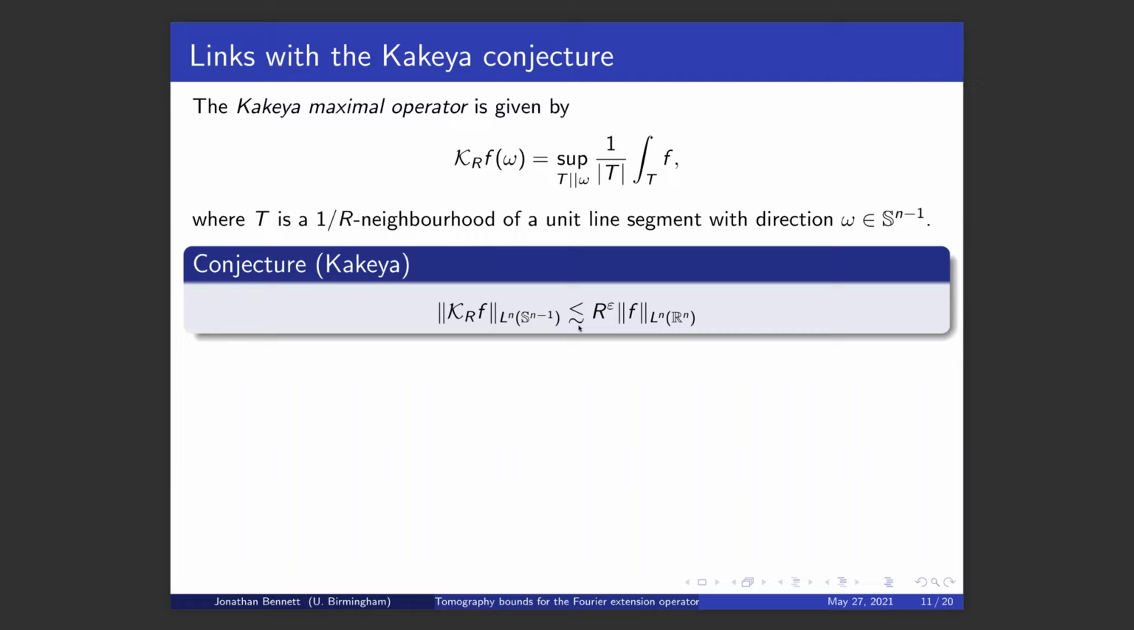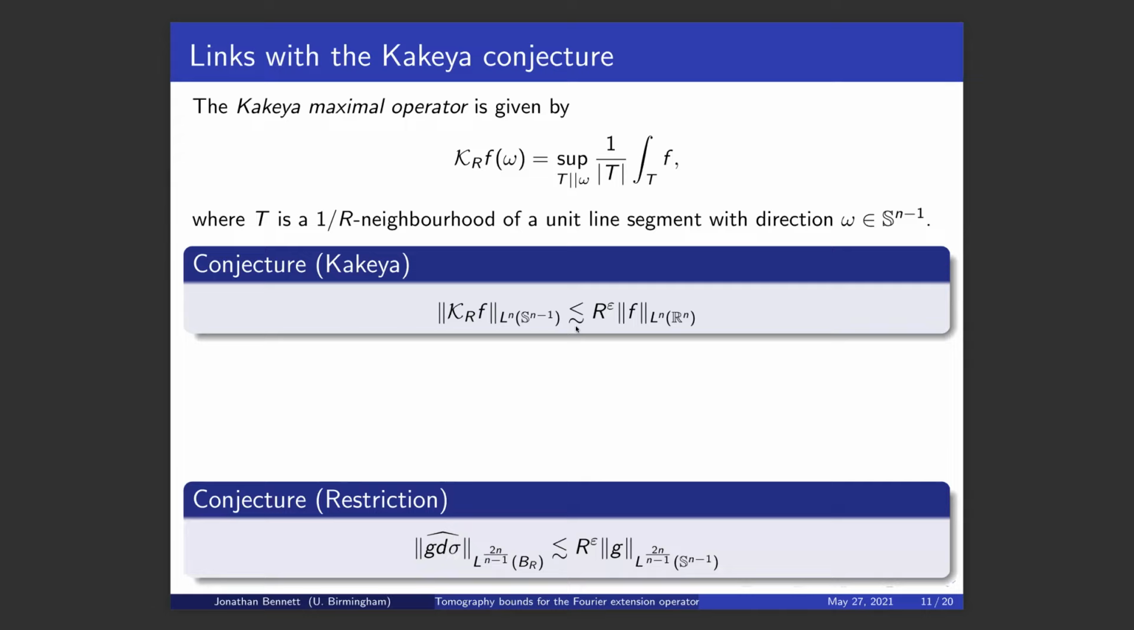Now, the Kakeya conjecture is of particular interest to us, of course, as harmonic analysts, in that it relates to the restriction conjecture that I've stated already. So in particular, the restriction conjecture implies the Kakeya conjecture. So there's an upward implication here.